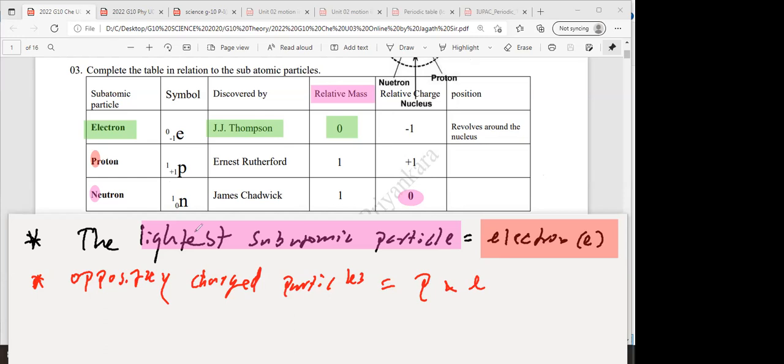Right now let's complete the last two blanks here. Protons are found inside the nucleus. Inside the nucleus. The nucleus is at the center, right? And neutrons also are inside the nucleus. The location is inside the nucleus. Understood? Inside the nucleus, and here also inside the nucleus.